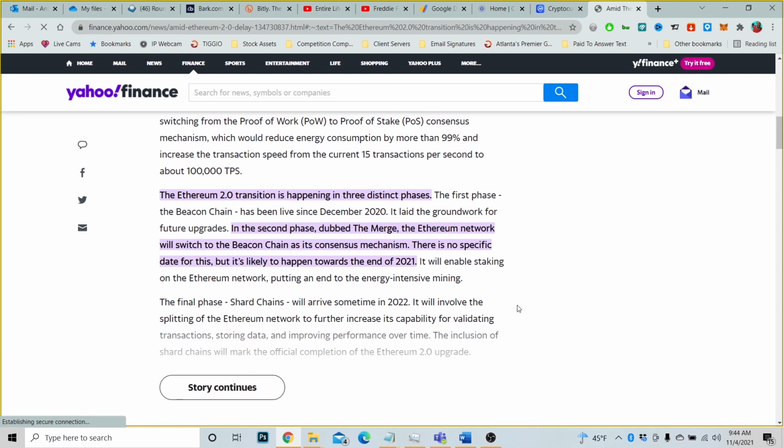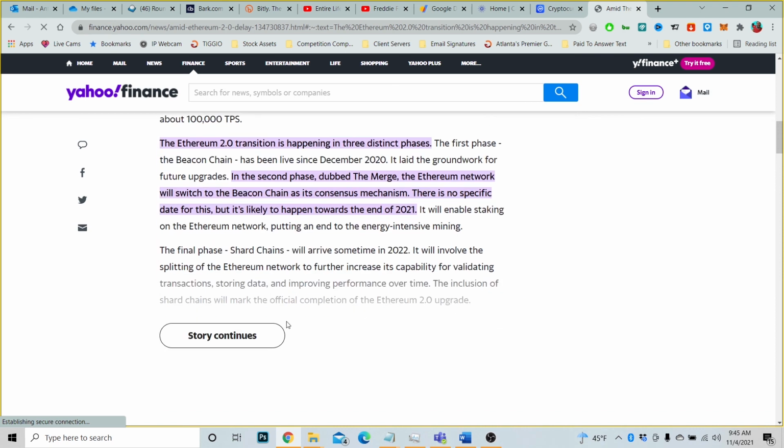The Ethereum 2.0 transition is happening in three distinct phases. The first phase, the Beacon Chain, has been live since December 2020. It laid the groundwork for future upgrades. In the second phase, the merge, the Ethereum network will switch to the Beacon Chain as its consensus mechanism. There's no specific date for this, but it will likely be happening towards the end of 2021. It will enable staking on the Ethereum network, putting an end to the energy-intensive mining.